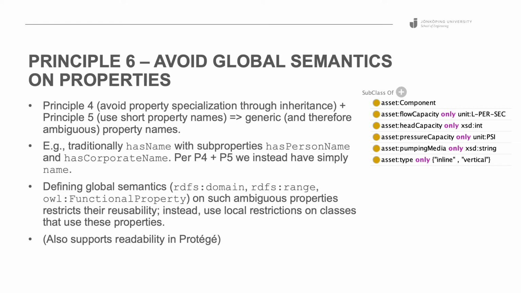But if we do this adhering to these principles, we'd end up with something more vague and ambiguous, something called perhaps just name. And if we have that, then defining global semantics like domain or range or functional property and so forth on just name actually really restricts what we can do with it. So the idea here is that it is more flexible to apply such restrictions locally on the classes.